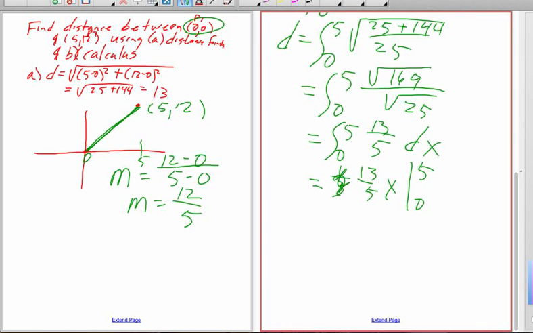And most of you should see where this is going. So that's going to be 13 fifths times 5 minus 0, which equals 13. And we get the same number.